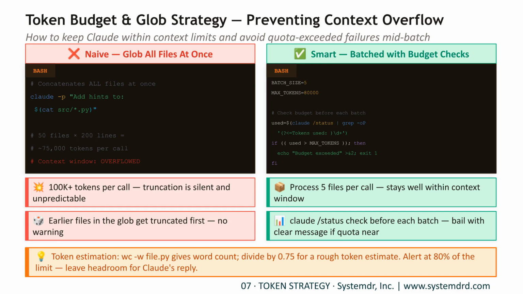The batch_size equals 5 constant is configurable. For files with dense type annotations, you might drop it to 3. For small utility files, you can go up to 10. The key is that the constant exists and is documented in CLAUDE.md, so Claude knows the expected scope of each call. What are the trade-offs of a very small batch size, like 1 file at a time?